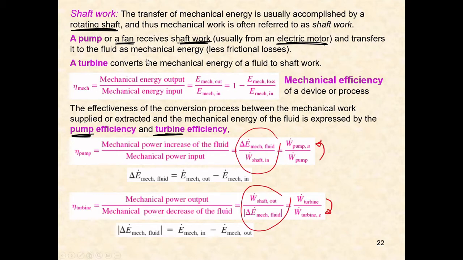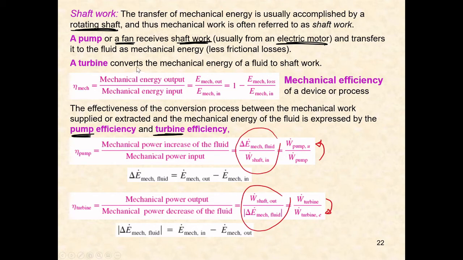So a pump or a fan receives shaft work, usually from an electrical motor. The motor spins the shaft, so the shaft gets the energy and then transfers it to the fluid as mechanical energy, with some frictional losses. During the transfer there could be some losses due to friction, or you call it head loss, something like that.